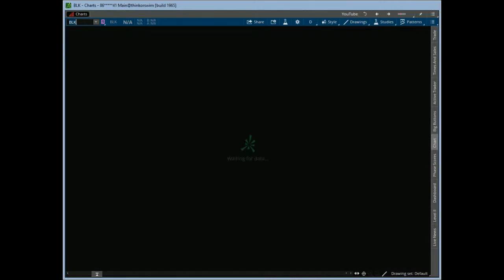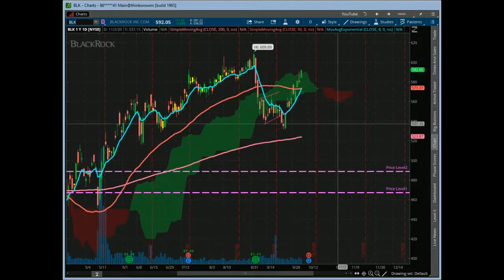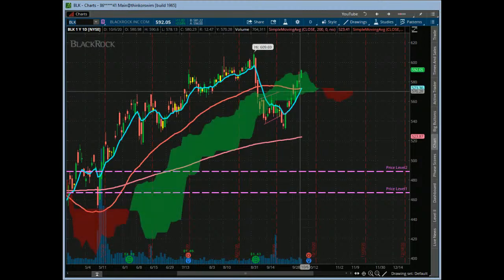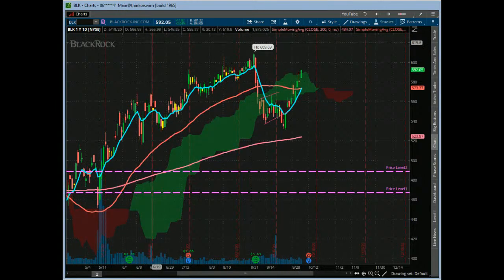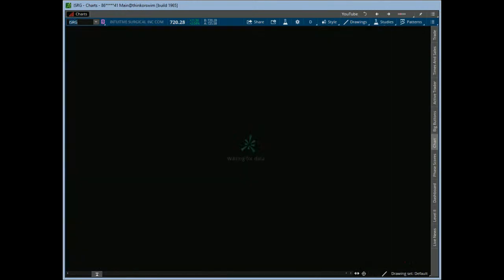BLK. BlackRock, again, this has had a couple strong days right here. I like how it closed above yesterday's upper shadow. It doesn't have a lot of volume on it, but it does look like it's kind of working on a little bit of an earnings run here, as earnings are approaching pretty soon here on the financials.